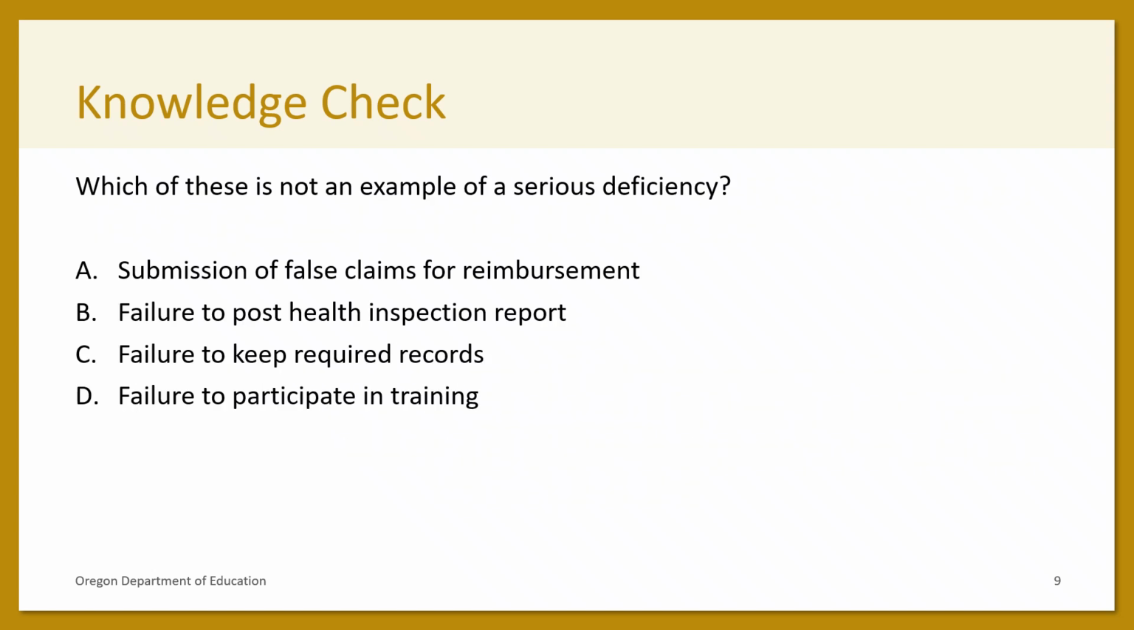Next, which of these is not an example of a serious deficiency? Is it A, submission of false claims for reimbursement, B, failure to post the health inspection report, C, failure to keep required records, or D, failure to participate in training? The answer is B. Failure to post the health inspection report is not a serious deficiency. The rest of these could result in a serious deficiency determination.